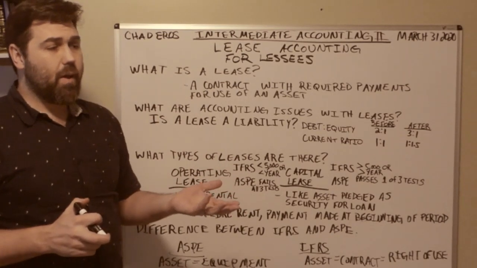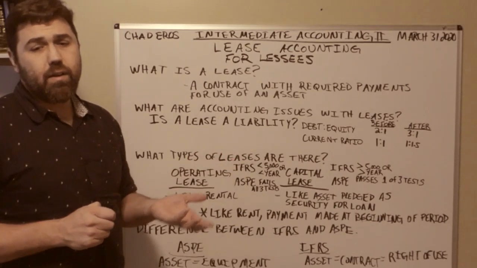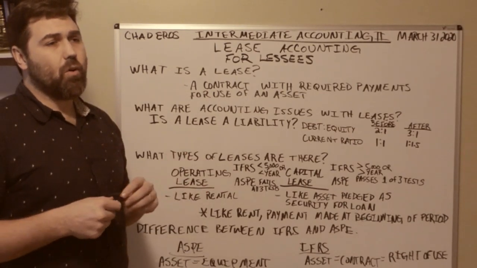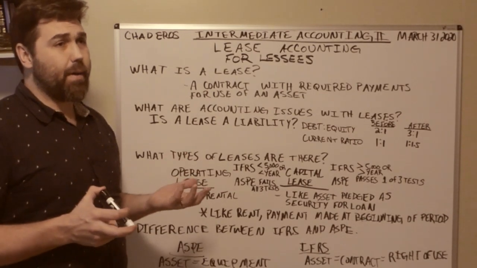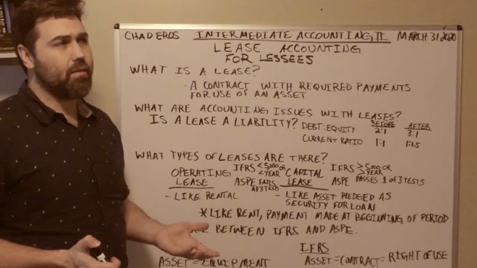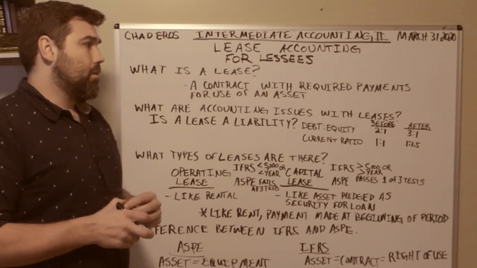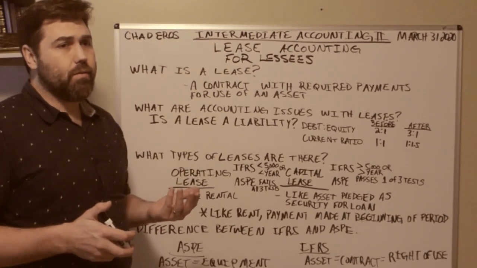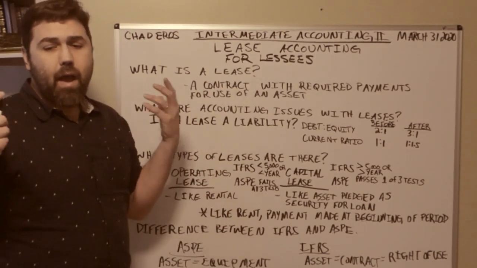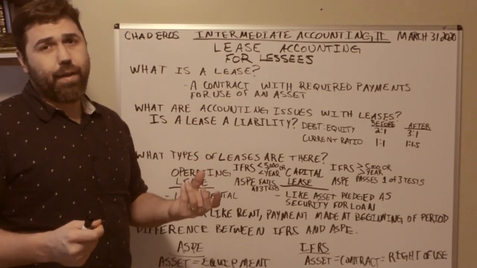Some of you may have read in the Kieso textbook the introductory story, which is talking about how companies record leases on their balance sheet, or lack thereof. They may not even record a lease on their balance sheet, because if you do, you're going to put an asset and a liability on it. So why wouldn't a company want to do that? It has to do with how it affects the financial ratios and portrays the financial health of the company.